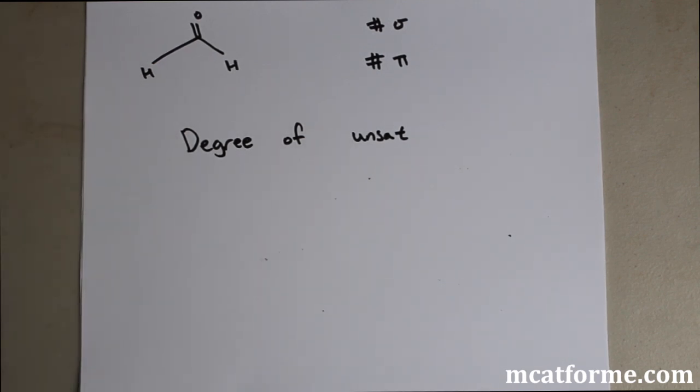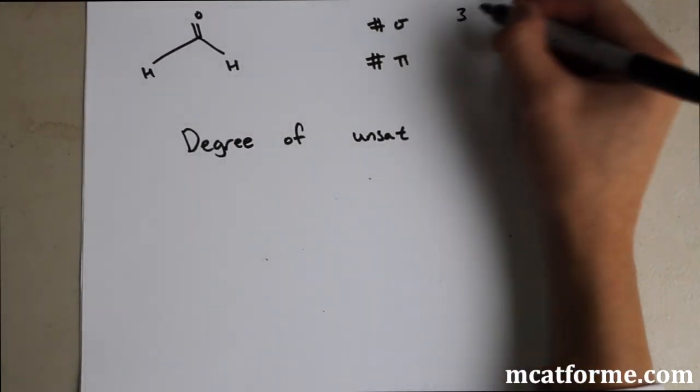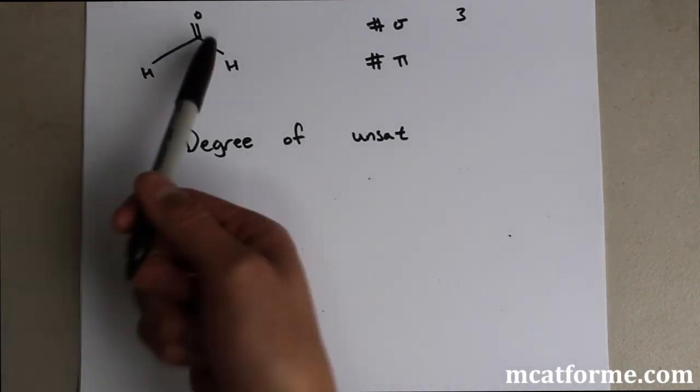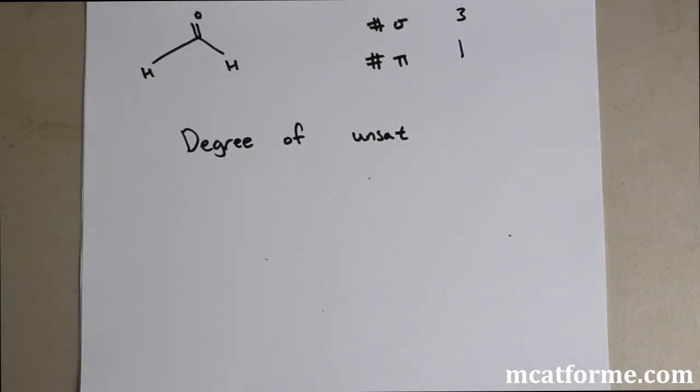So what we do is we just count the number of bonds. The number of bonds is going to be 3, and that's going to be our number of sigma bonds. Now we have to count the number of double or triple bonds, and the answer is one double bond, so that'll be 1. If we had a triple bond, then we would say 2 pi bonds, and so on and so forth.